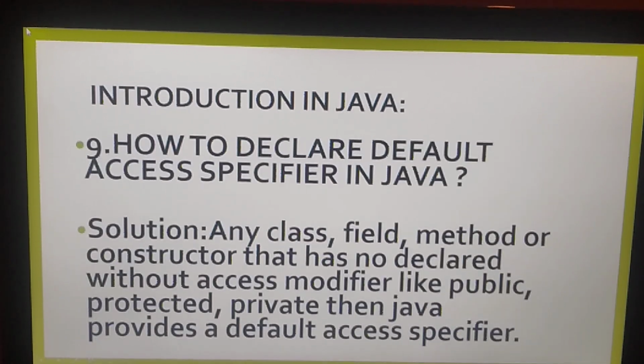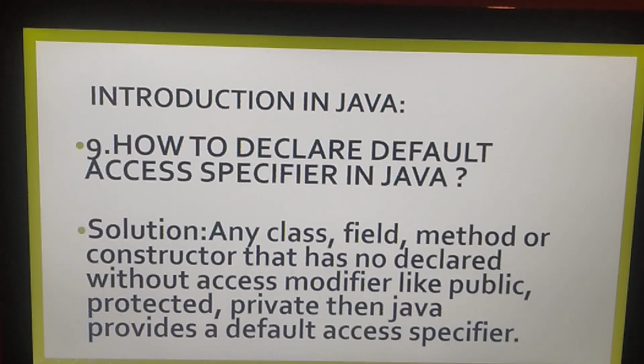9 number question is, how to declare default access specifier in Java? Solution: any class, field, method or constructor that is declared without an access modifier like public, protected, private, then Java provides a default access specifier.